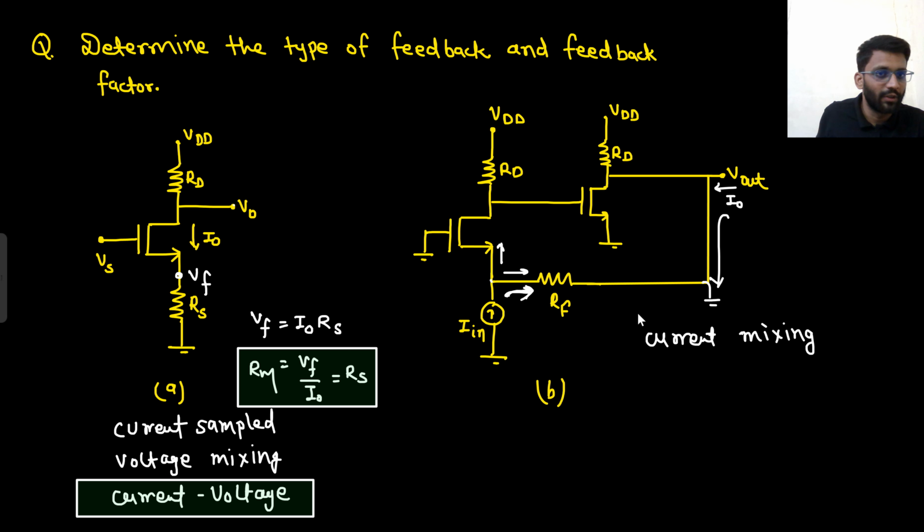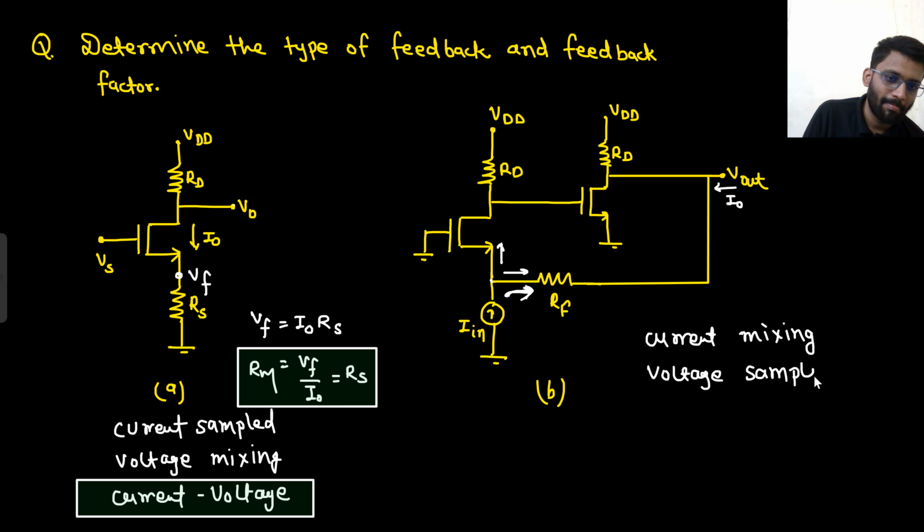So certainly there has to be voltage sampling. So there is voltage sampling. So this is voltage current feedback topology.